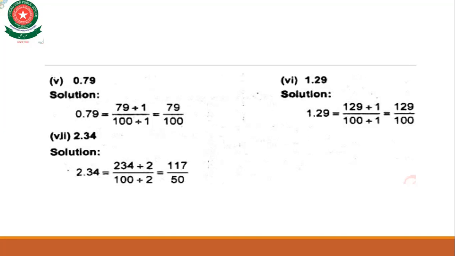The last part, 2.34. Here again, we have to remove the decimal point by writing 1 below the decimal point and putting zeros as many as digits after the decimal point. So after this, we will divide the numerator and denominator by 2. When we divide the equation, we will get 117 by 50.